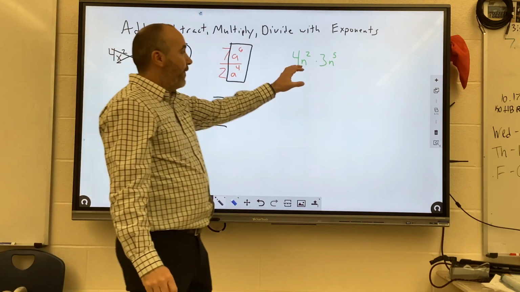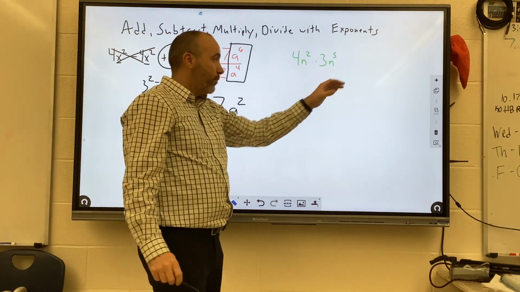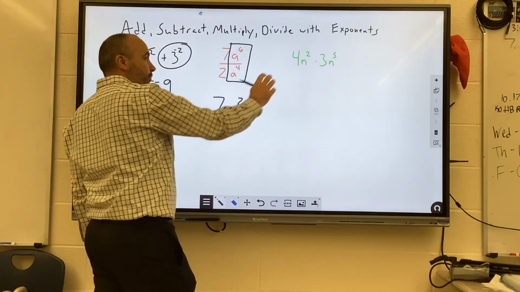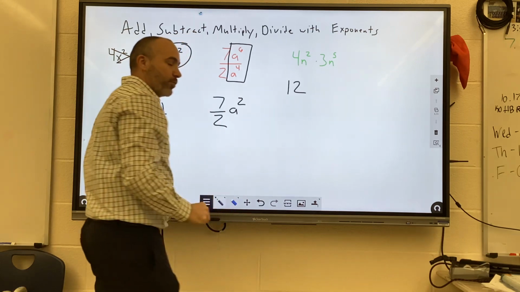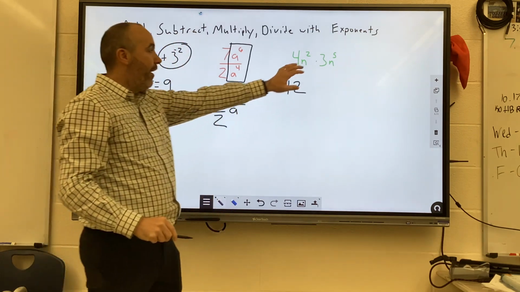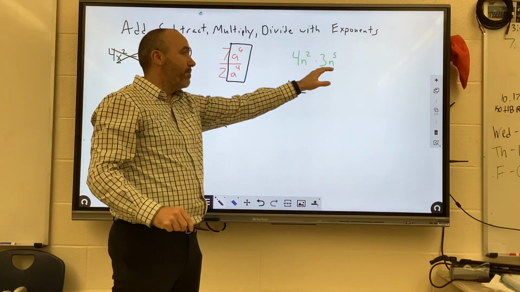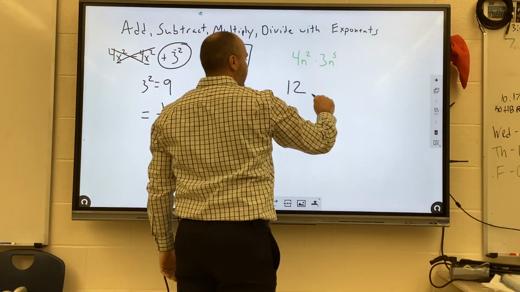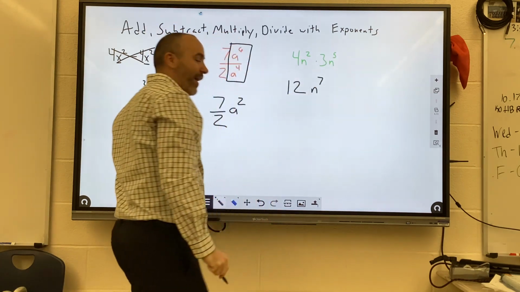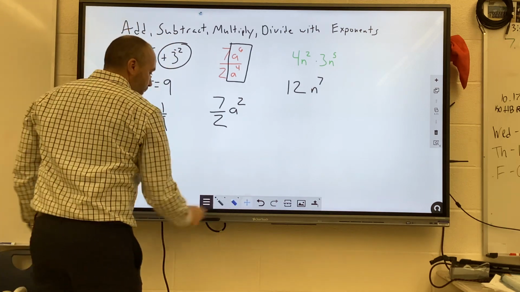When we have a product of powers like this, once again, think of the coefficients separately. So when I have 4 and 3, since it's multiplication, 4 times 3 is 12. And then when we have the powers with the same base n, we're going to add these exponents. 2 plus 5 is 7. So it'd be 12n to the 7th power.